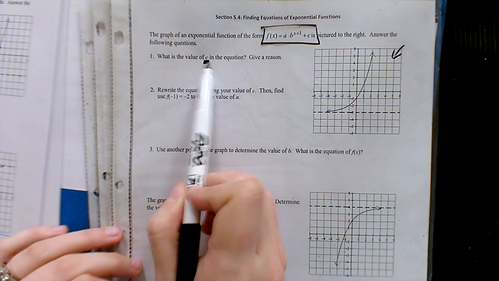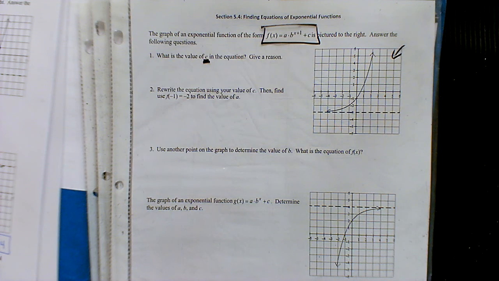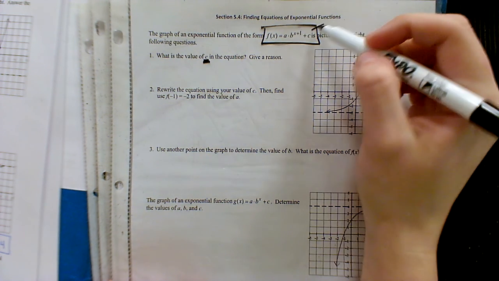So let's see. The first one says, what is the value of C in the equation? If you take a look at the top, notice how C represents that constant term. So is there something that the graph is hinting us towards that might represent that C value? You have an idea, Caitlin? How'd you get it?